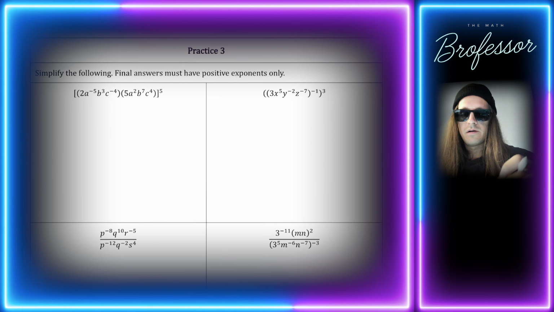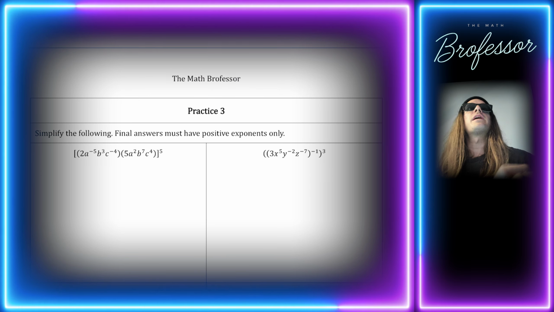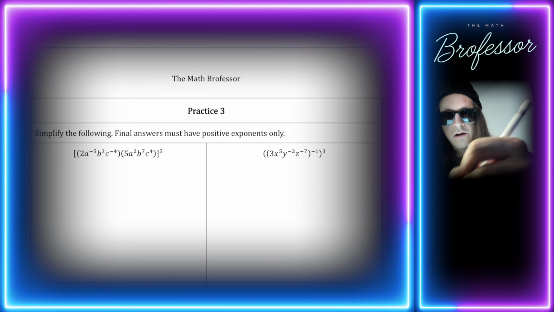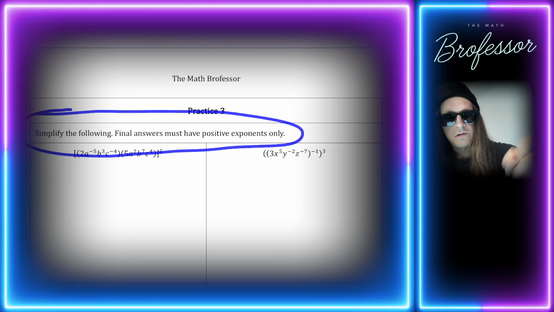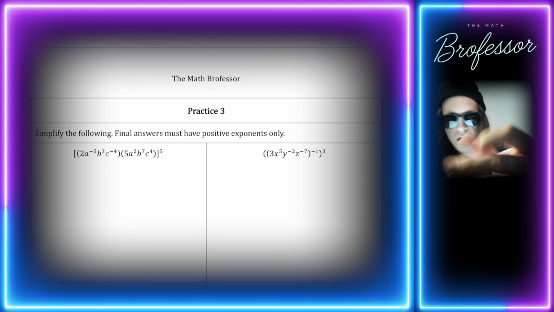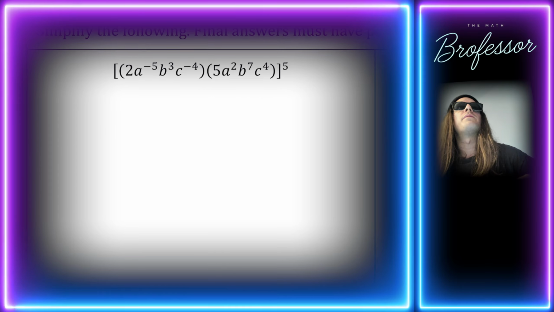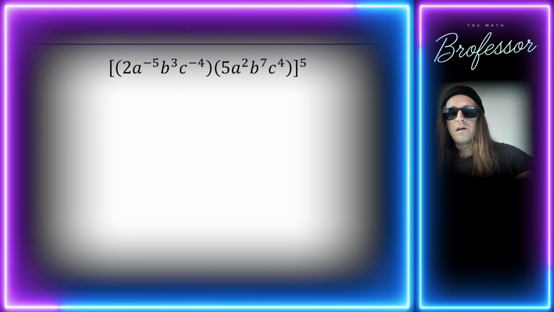Practice 3. So these are just going to get bigger. That's all we're doing here, just making them bigger. Simplify the following. Final answers must have positive exponents only. We don't want any negative exponents. All right. Yeah, I remember this one. My students did not enjoy this one.